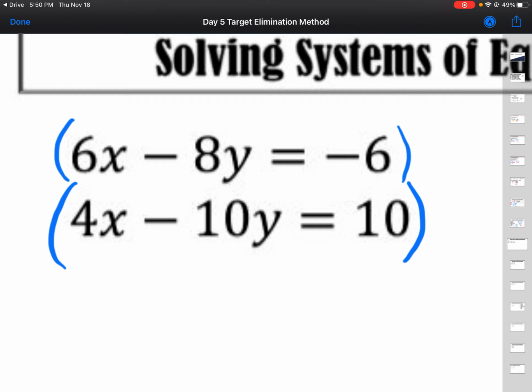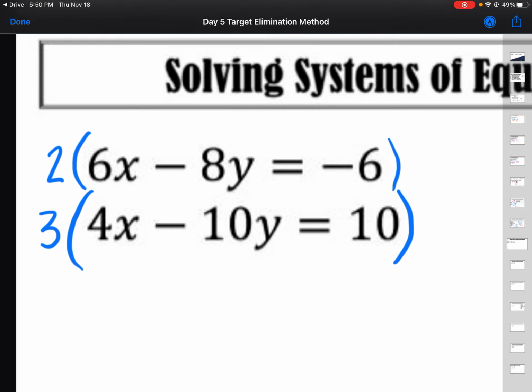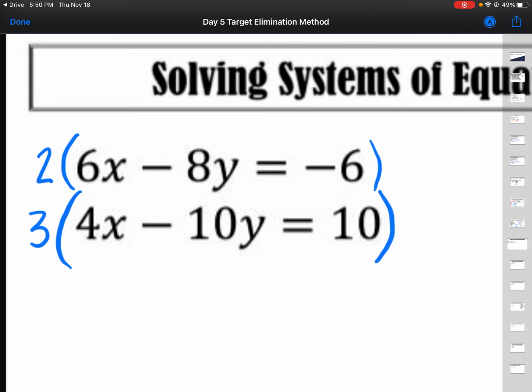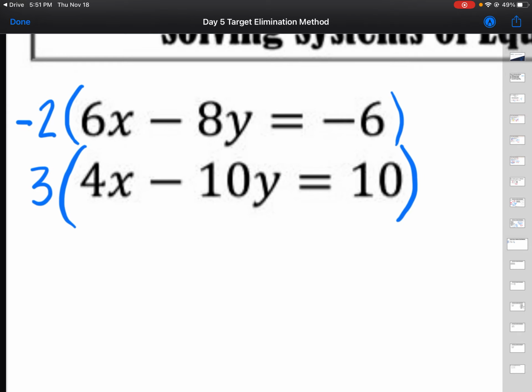So if I make them into 12, the 6 to become a 12, I would multiply by 2. The 4 to become a 12, I would have to multiply by 3. Okay, but one of them has to be negative. Does not matter which one. I'll make the top equation negative. So let's distribute.